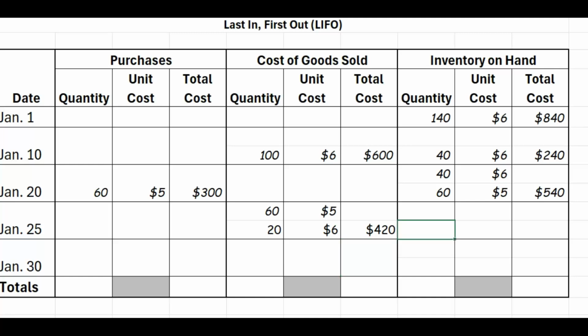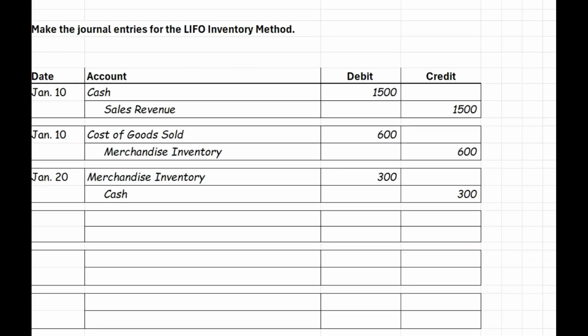What do we have left? Well, we still have 20 of those original $6 units from beginning inventory. Ending inventory is $120. We need to record the journal entries for this sale.